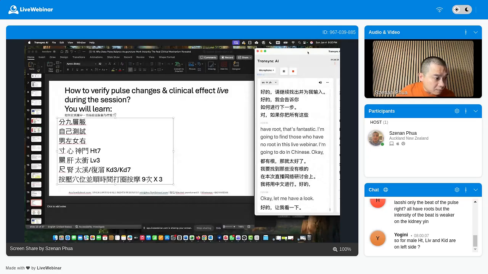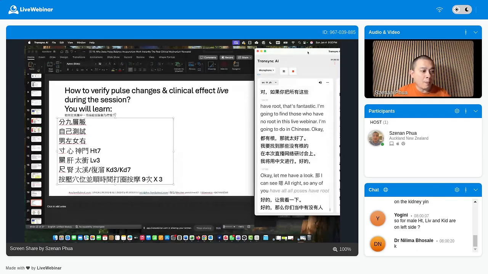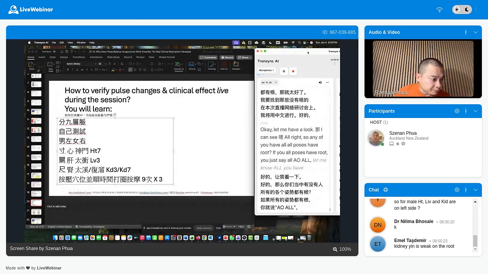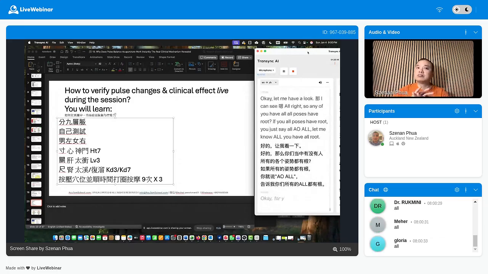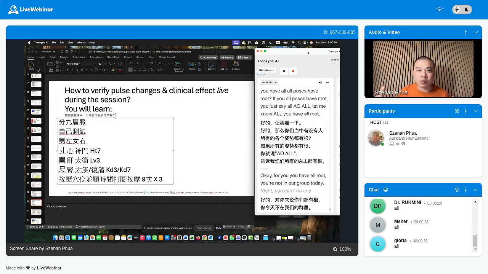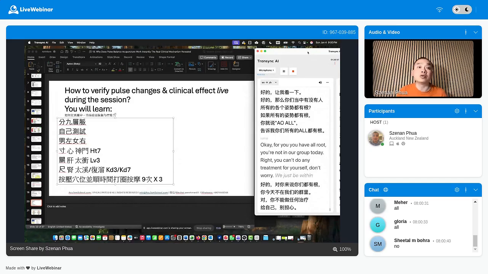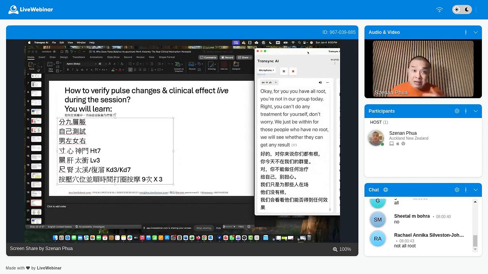Now I can see. All right. So any of you have all pulses have root. If all your pulses have root, just say all, A-L-L. Let me know, A-L-L. You have all root. Okay. For you, you have all root. You're not in our group today, right? You can't do any treatment for yourself. Don't worry. For those people who have no root, we will see whether they can get their root back or not, okay?